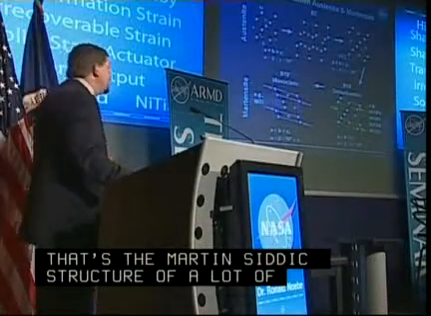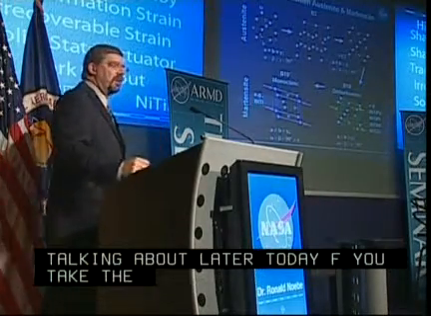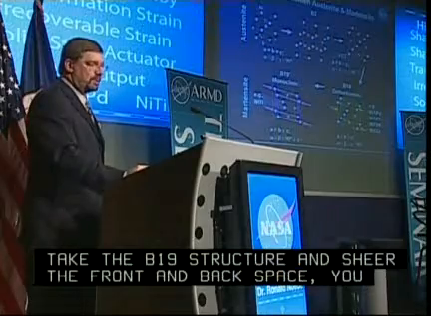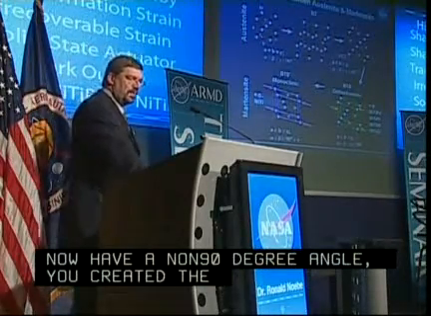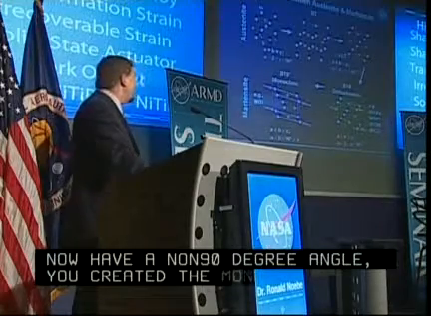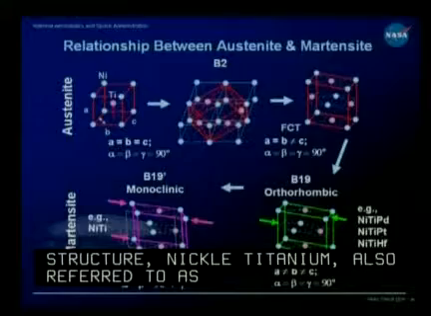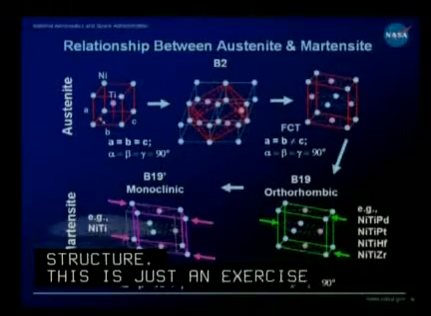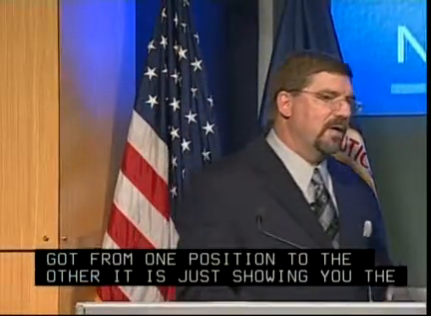Now, if you take the B19 structure and shear the front and back face so you now have a non-90 degree angle, you've created the monoclinic structure, and this is the typical crystal structure of nickel titanium, and it's also referred to as a B19 prime structure. Now, this is just an exercise in crystallography. It doesn't tell you anything about how the atoms got from one position to the other. It's just showing you the orientation relationship between them. If we could have the next slide.